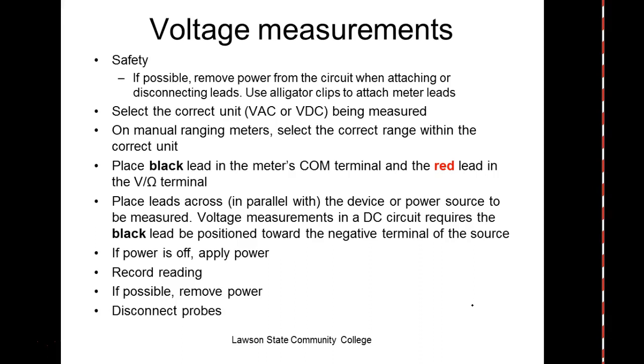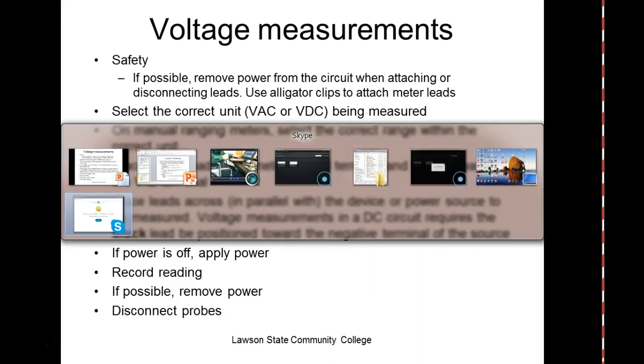So voltage measurements. By the way, this is written up, and this came out of a book. We have 2 leads on our meter. We have a black lead and a red lead. What's the black lead? Meter common. That means your measurements are made relative to this lead.